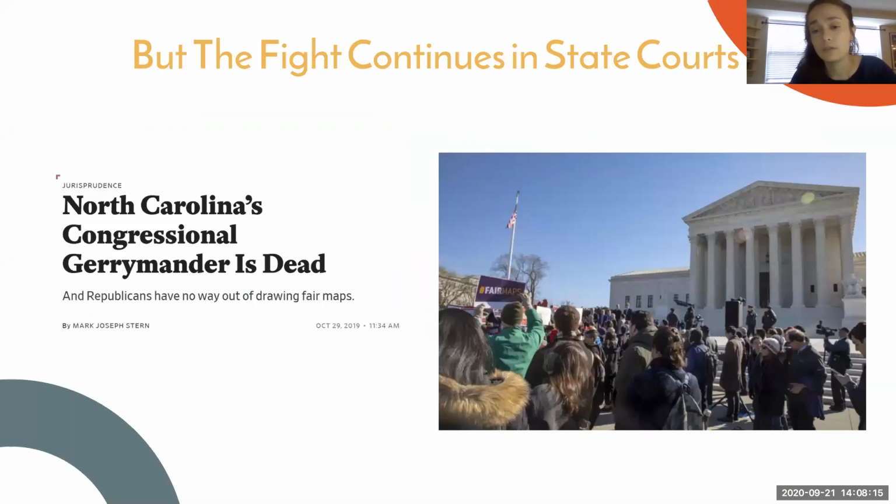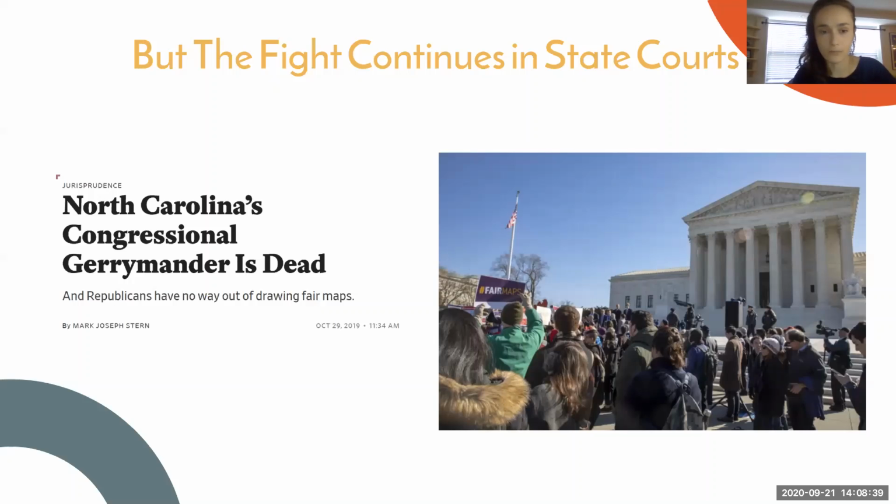However, the fight continues and will continue in state courts. So, sort of wrapping up the North Carolina saga, right after that Supreme Court decision, the North Carolina Supreme Court finally struck down the congressional map as being a partisan gerrymander, and they had to redraw the map. So we expect these sorts of challenges to continue in state court when states start redistricting in the next couple of years.